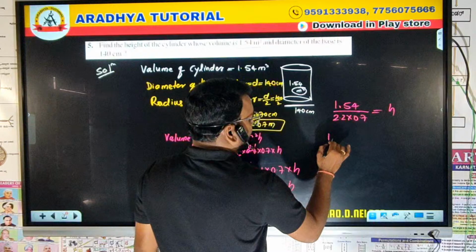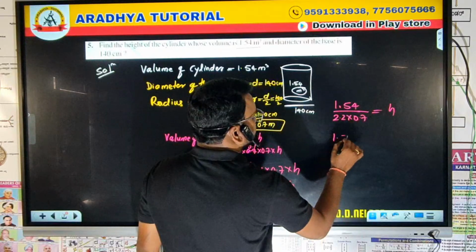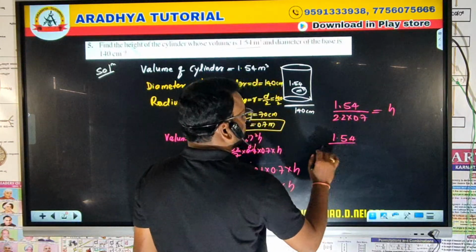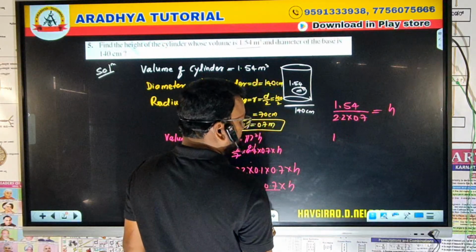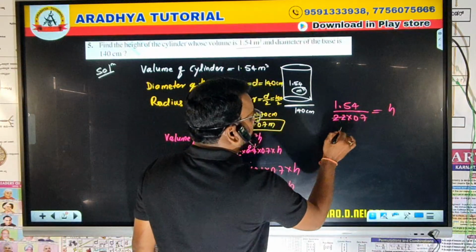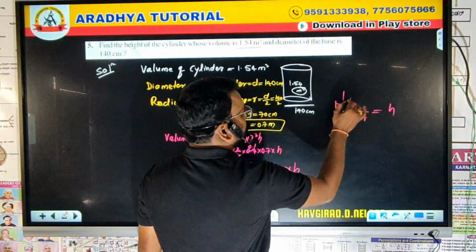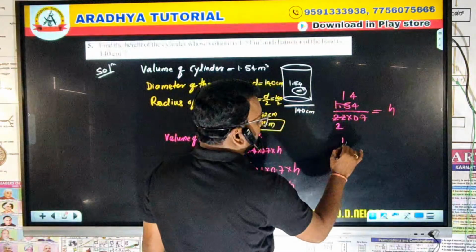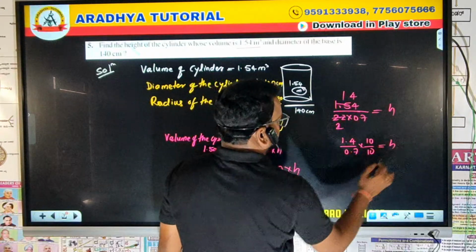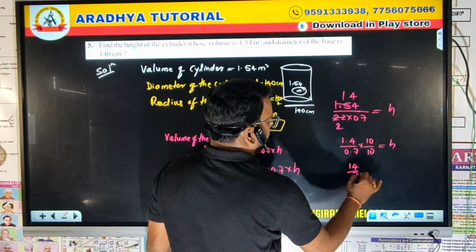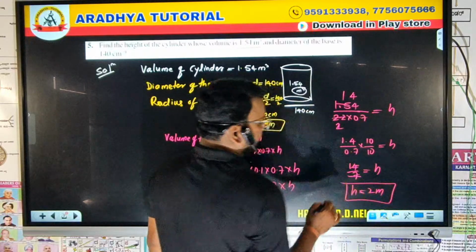Here 154, otherwise you have to do directly 1.54 divided by 2.2. 11 ones are 11, 11 twos are 22, 11 fours are 44, so 1.4. 1.4 divided by 0.7. Multiply here 10 by 10, equals h. 14 divided by 7 equals h. H equals 2 meter. Height of the cylinder is 2 meter.